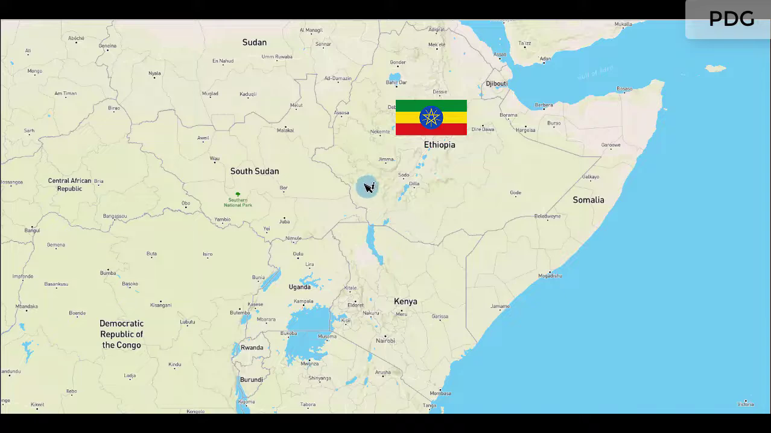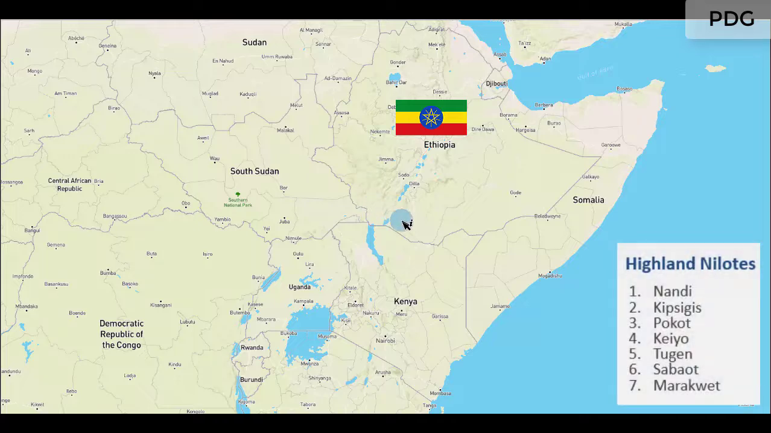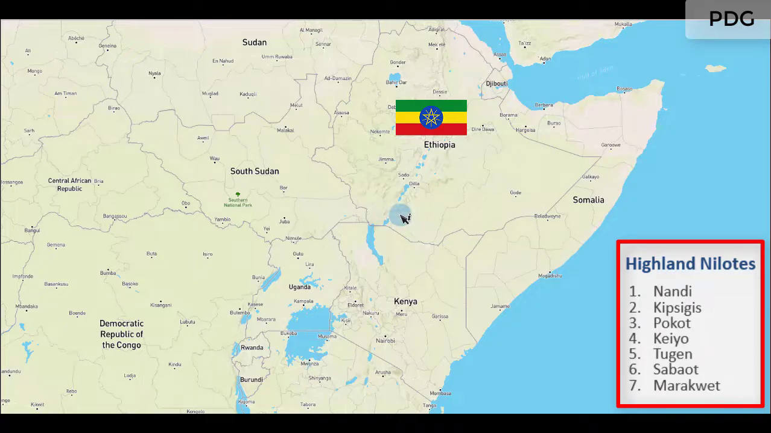Highland Nilotes are also believed to have originated from the southwest of Ethiopia and settled in Kenya between 1500 AD and 1800 AD. The Highland Nilotes in Kenya include these groups of tribes. They mainly depended on crop cultivation and livestock farming.